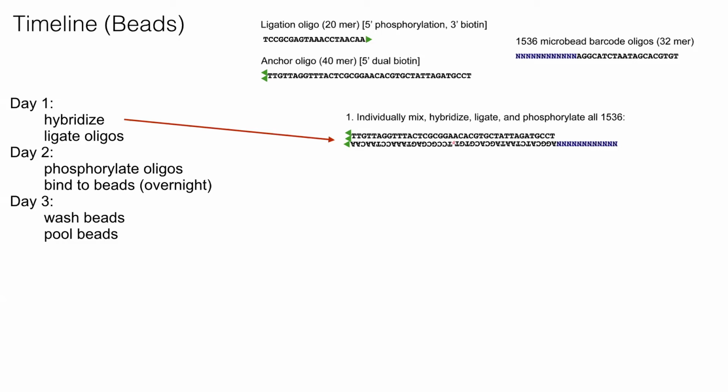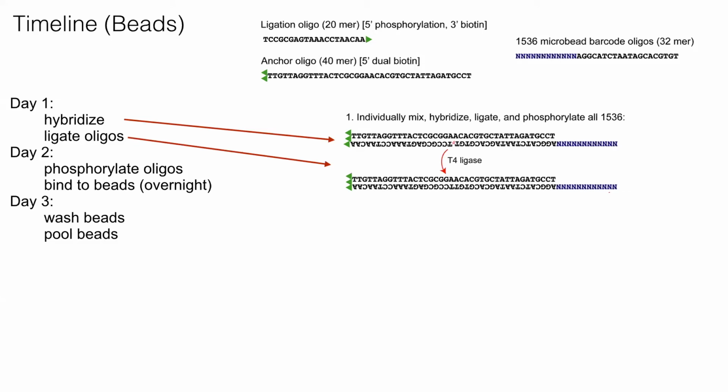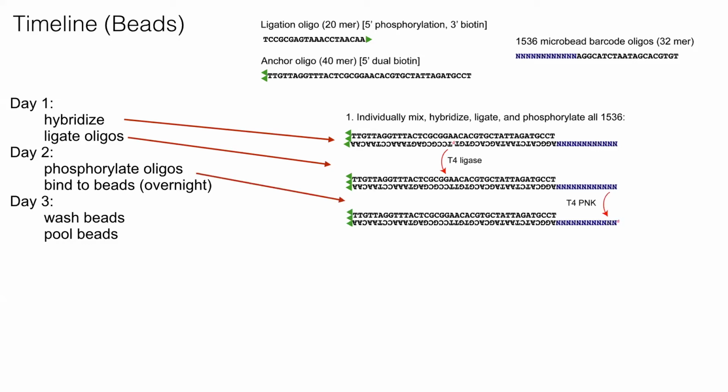I should mention that at each of these steps, you still have to maintain everything separated in parallel. So you can imagine you're going to have to do 1536 different reactions on 94 or 384 well plates. That involves hybridizing the oligos together, then ligating the ligation oligo with the microbead oligo with the T4 ligase step in here, and then subsequently phosphorylating the barcode so that you can ligate it once it's captured a fragment. We don't order them phosphorylated in order to save costs.